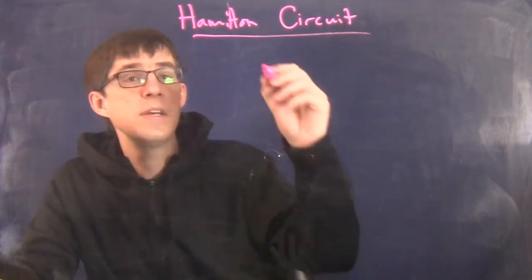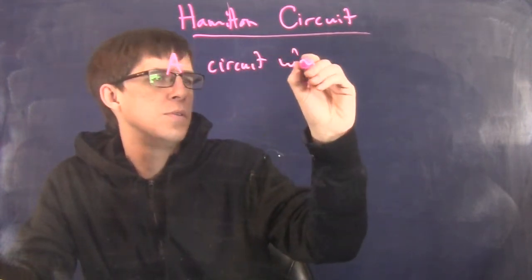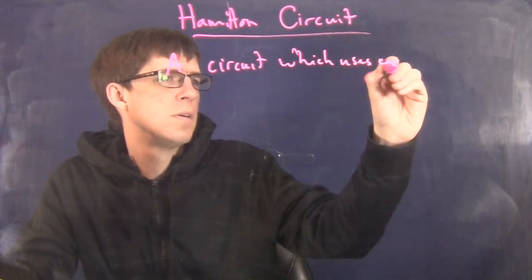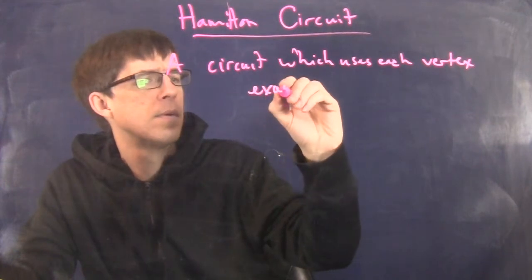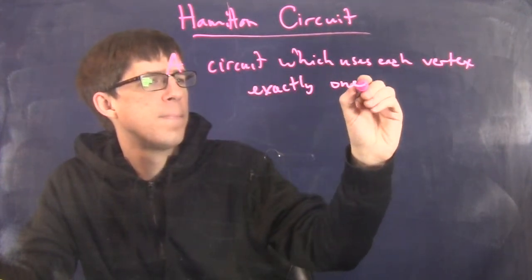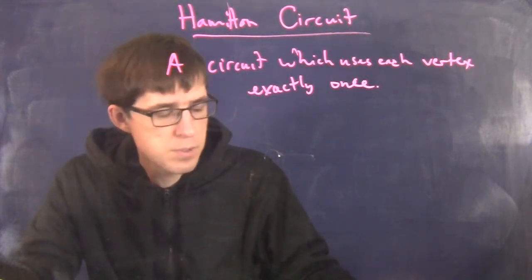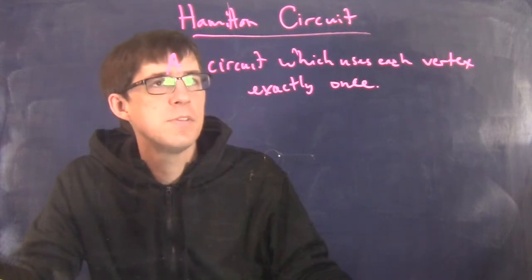Hamilton circuit. This is a circuit which uses each vertex exactly once. So, vertex rather than edge. If it's edge, that's an Euler circuit, which we've talked about already. If it's vertex, that's a Hamilton circuit.